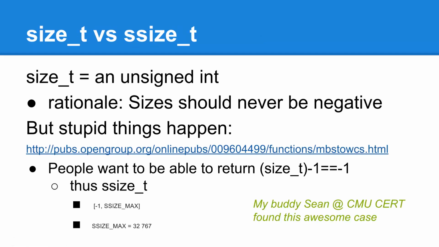So to wrap things up, there's something one of my friends, Sean, found. There's, for no good reason, a signed size_t. And the rationale for size_t is that sizes should never be negative. But some people, for no good reason, wanted size_t to return -1 for some reason. And thus ssize_t was born.